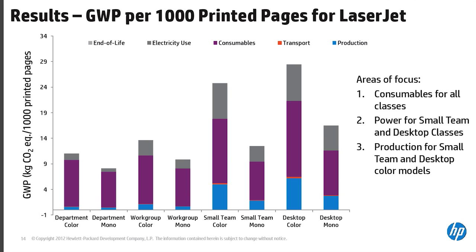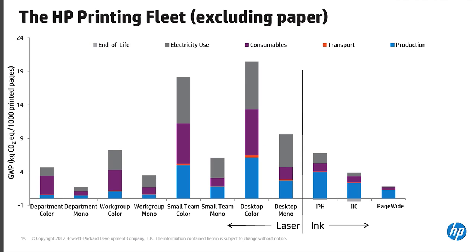Obviously, production or making materials changes and things like that is important, but the bigger places to start looking were in the use phase, and things like, is there a way to reduce the amount of electricity? Is there a way to reduce the amount of paper? Is there a way to make our consumables less impactful? And just to give you an idea, here's what it looks like across our whole printing fleet, with the LaserJets on the left and the inkjets on the right.